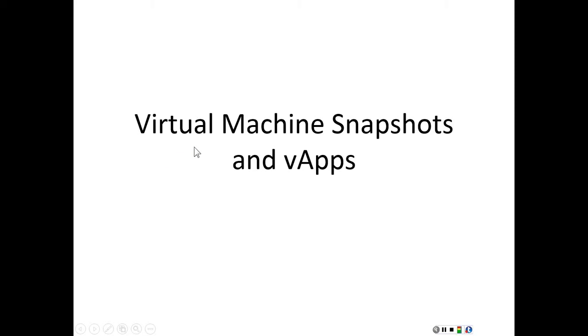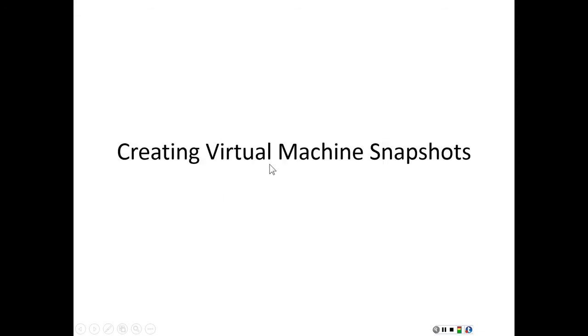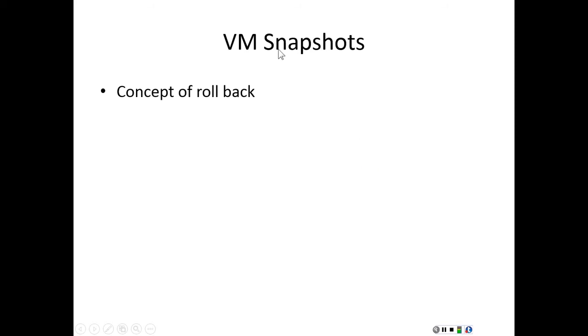In this section, we will discuss virtual machine snapshots and vApps. Let's start out with virtual machine snapshots. But before we discuss virtual machine snapshots, let's just talk about the concept of a rollback. Let's look at 3 examples of a rollback: an example in a word processor, an example of driver rollback, and an example of system rollback.